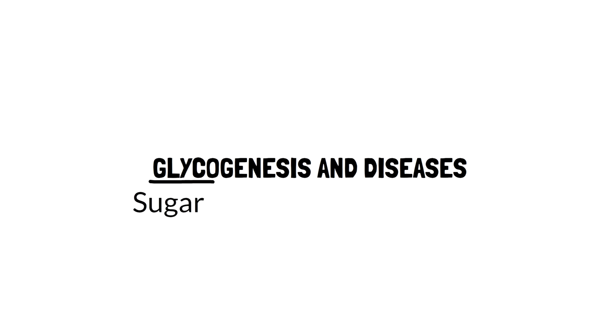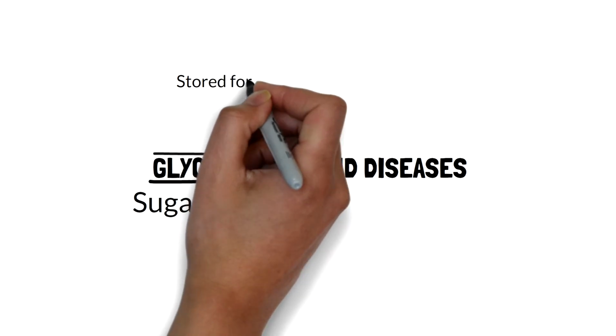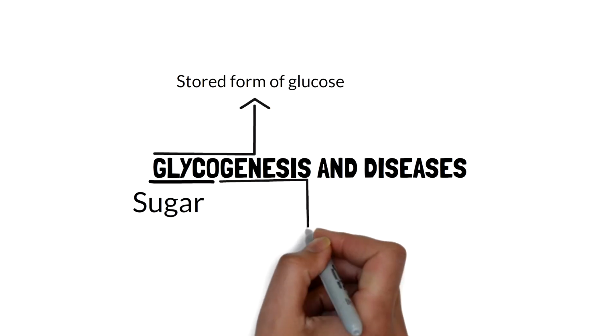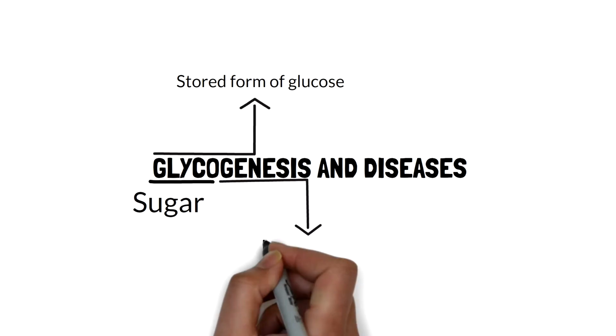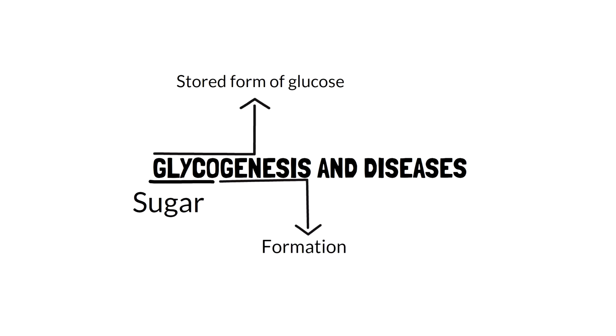Here, glyco refers to sugar. Glycogen is the form in which sugar is stored inside of the body. And genesis simply means formation. Therefore, glycogenesis is the formation of glycogen from the buildup of single sugar units.